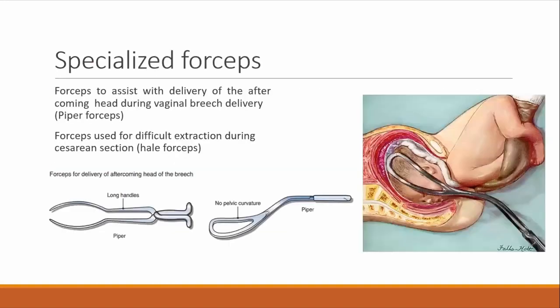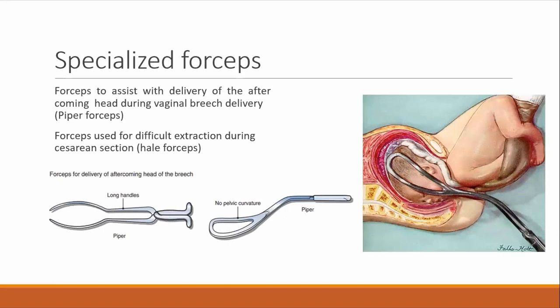So when we talk about specialized forceps, they are used for specific needs, for example for the after-coming head, and also in difficult cesarean deliveries, for example when there is an engaged head, you can use Kielland's forceps. And Piper's forceps, you can see the design of Piper's forceps.